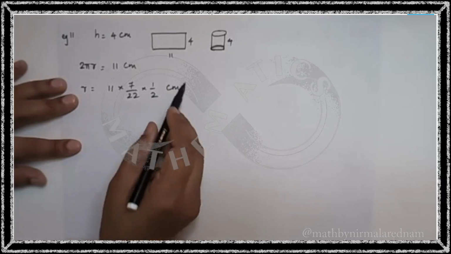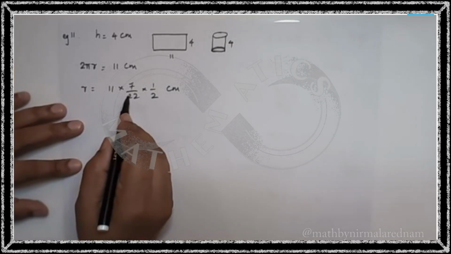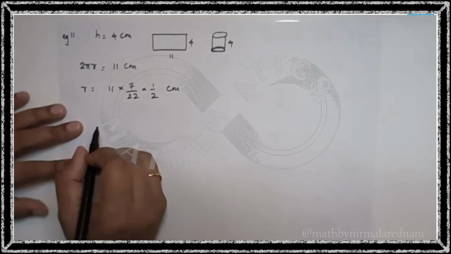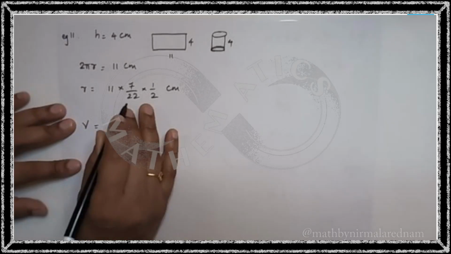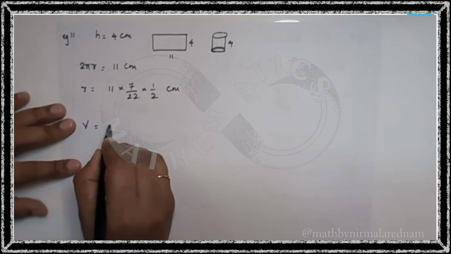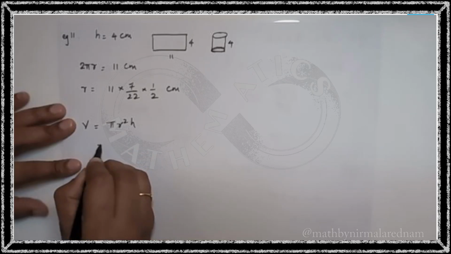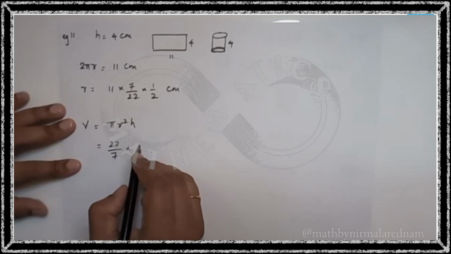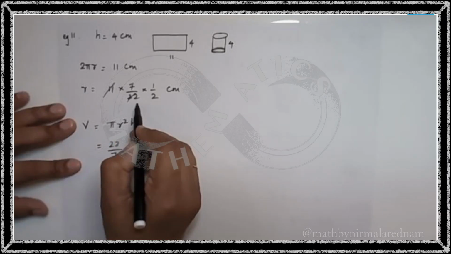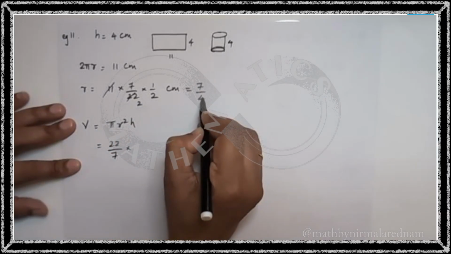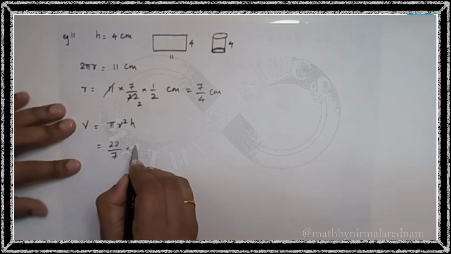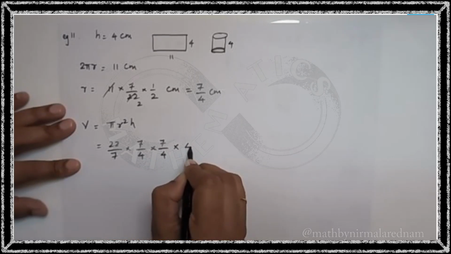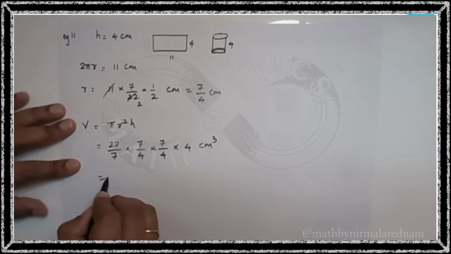The units are centimeters. I am not going to simplify this right now because I am interested in the volume. If they ask me radius, I have to simplify and give a final answer. But since they are asking volume, let me leave it like that. The volume is pi r square h, right? So 22 by 7 into r square, and this part can be simplified, 7 by 4. I'm going to write r square as 7 by 4 into 7 by 4. And then I have h as 4 and the units are centimeter cube, right?